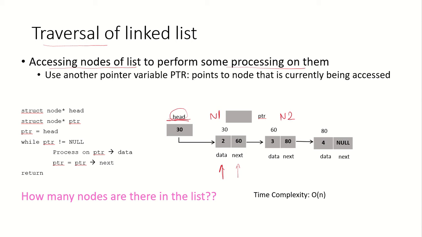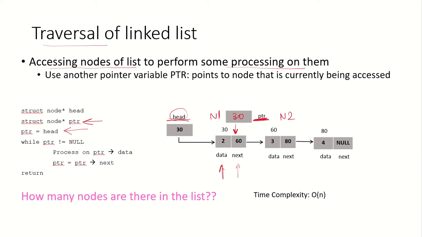What we are going to do is use another node pointer. Let us call it PTR. We will initialize the pointer variable PTR with the head value, so 30. Here we have a struct node pointer PTR, and we have initialized it with the value of head. So PTR also contains 30, and it is also pointing to node N1.